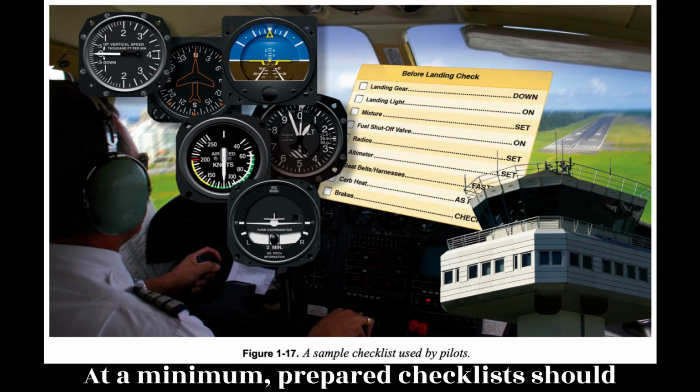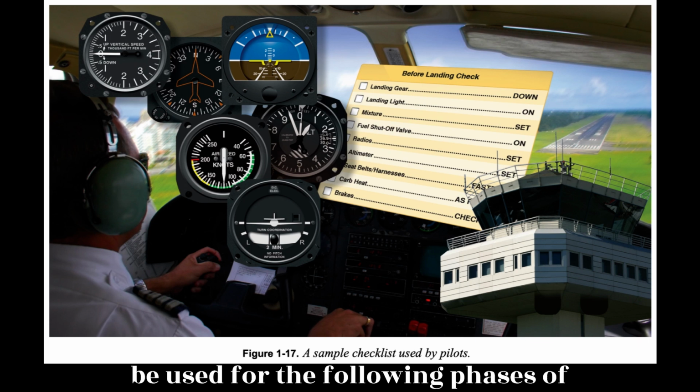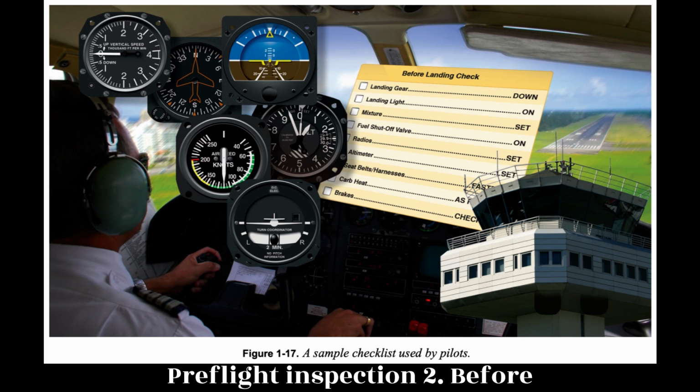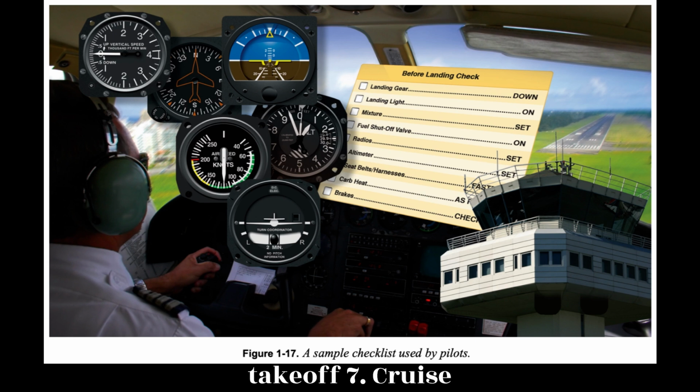At a minimum, prepared checklists should be used for the following phases of flight. Figure 1-17. 1. Preflight inspection. 2. Before engine start. 3. Engine starting. 4. Before taxiing. 5. Before takeoff. 6. After takeoff. 7. Cruise. 8. Descent. 9. Before landing. 10. After landing. 11. Engine shutdown and securing.